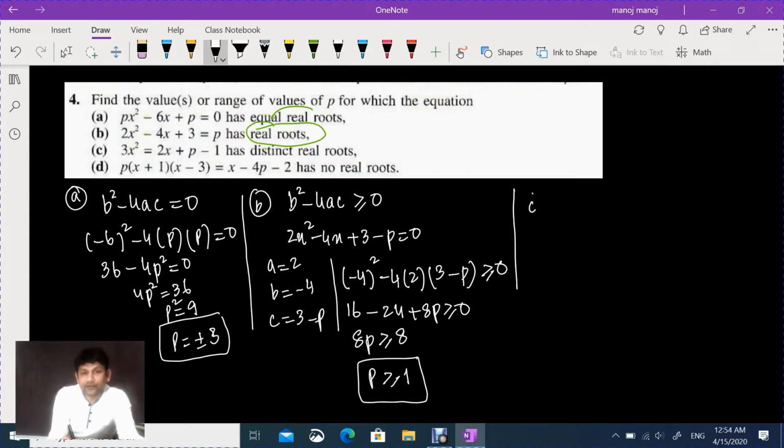Part C is the distinct real roots, which means b square minus 4ac greater than 0. All 4 conditions are there in question number 4. That's the excellent part.